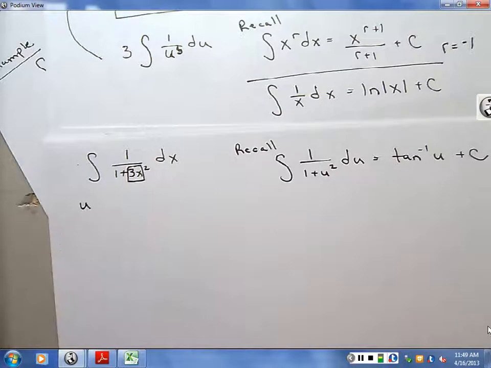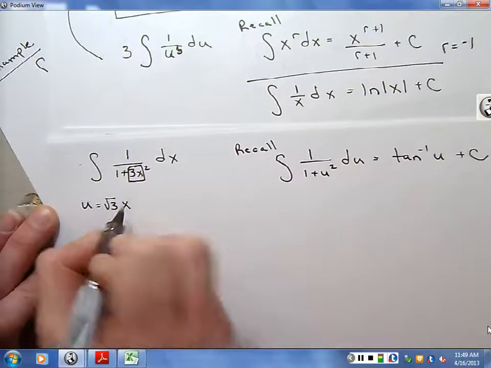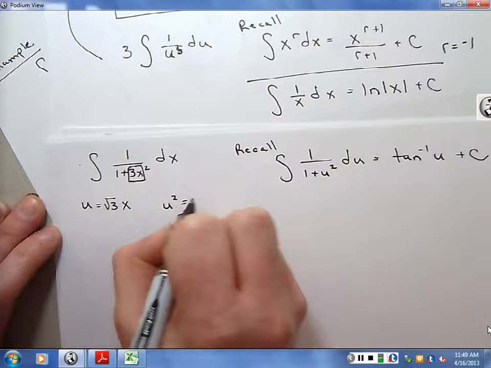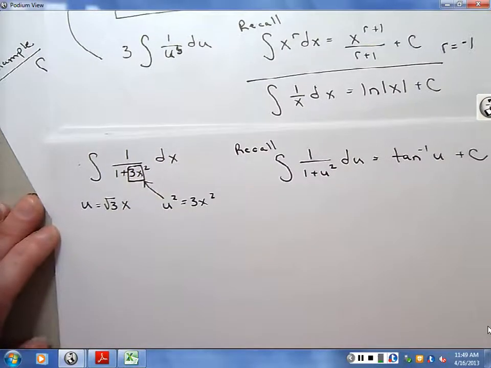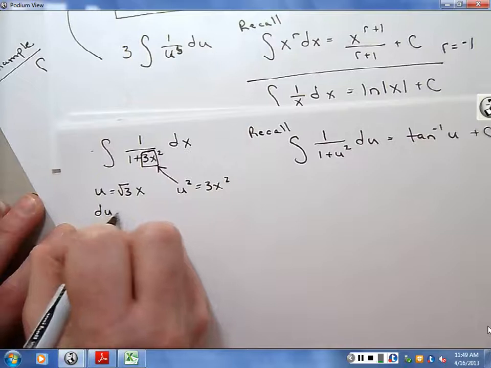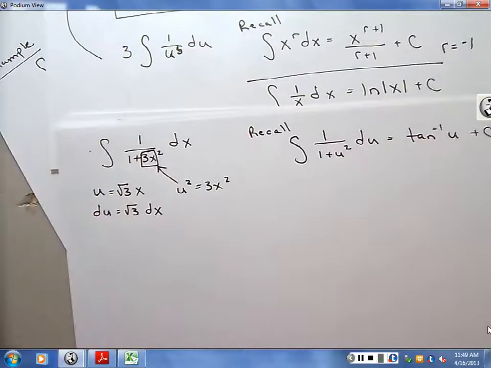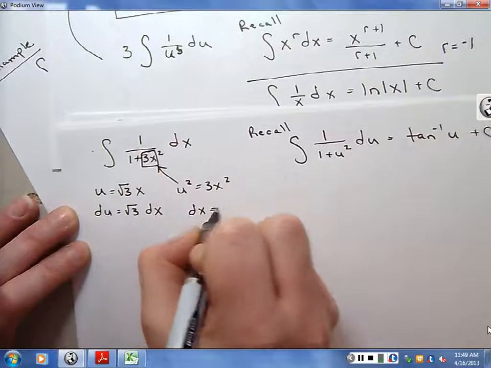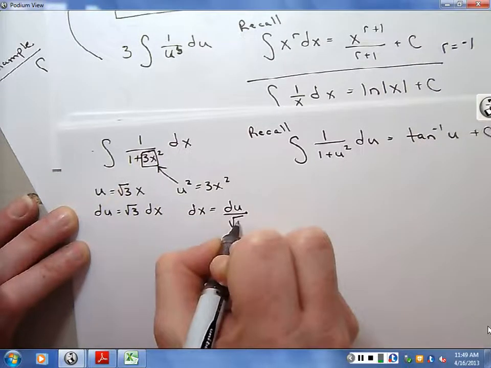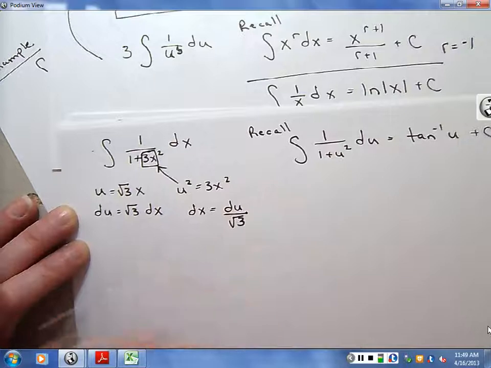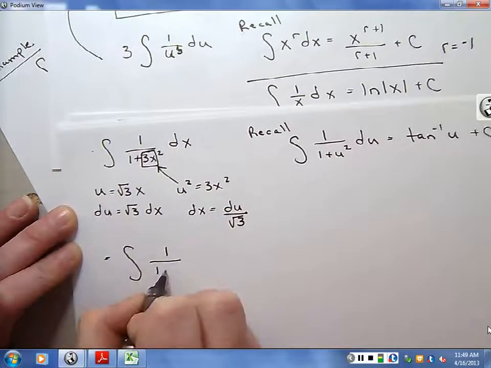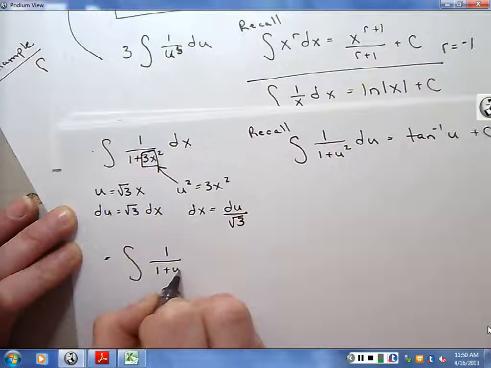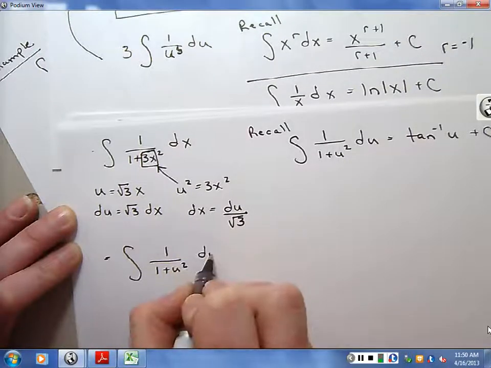Well, 3x squared would be 9x squared. Oh, sorry. I need to pick something that I squared, I get 3x squared. Very good. So this would be the square root of 3 times x, right? Because then u squared would be 3x squared, which is exactly what I want to put in there. So du would be the square root of 3 dx. So if I solve for dx, I get dx equals du over square root of 3. So I have the integral of 1 over 1 plus u squared. The dx is du over square root of 3.